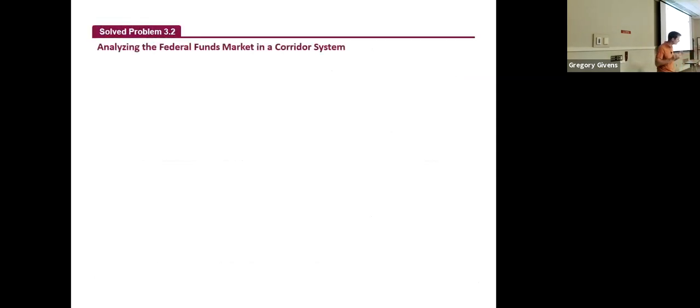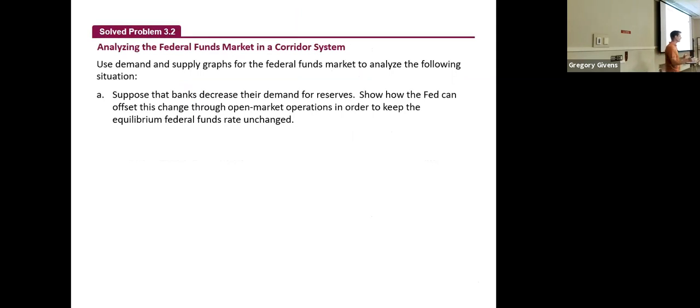I want you to really get a good handle on how to think about how monetary policy affects the market for bank reserves. So let's work through another practice problem. Use demand and supply graphs for the federal funds market to analyze the following situation. Let's suppose that banks decrease their demand for reserves. Show how the Fed can offset this change through open market operations in order to keep the funds rate unchanged inside of a corridor system.